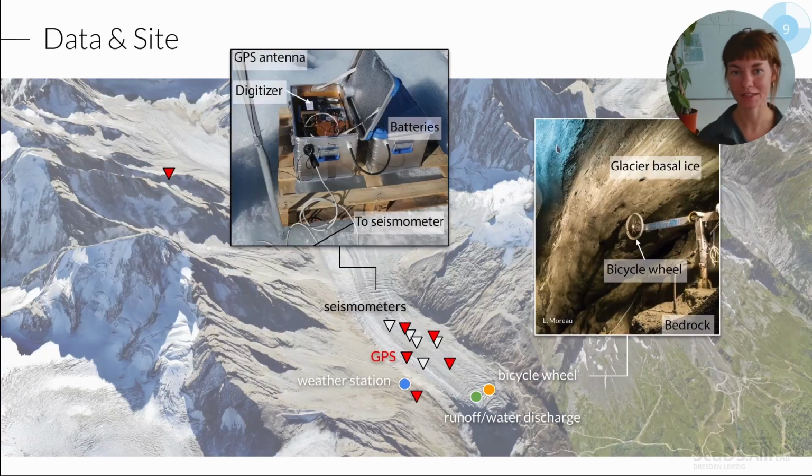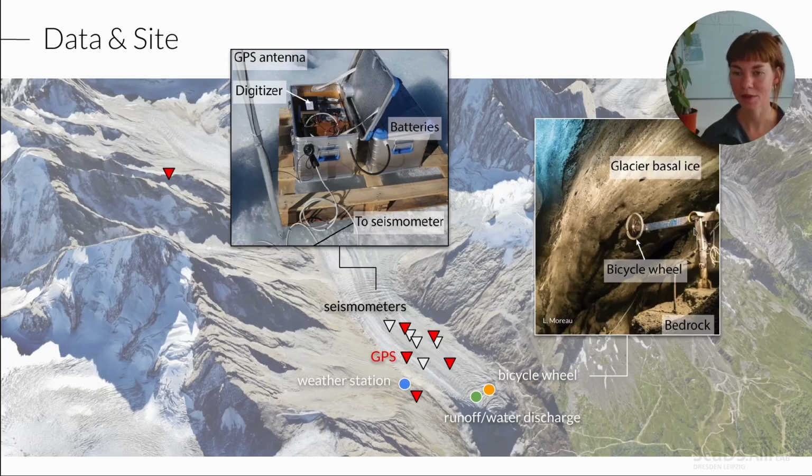Here's what this looks like. This is a seismometer set up in the field. The seismometer itself is buried. The sensor measures elastic waves traveling through the ice and gives us the ground velocity. And you need some additional equipment here besides the sensor, like batteries, digitizers, and a GPS antenna.